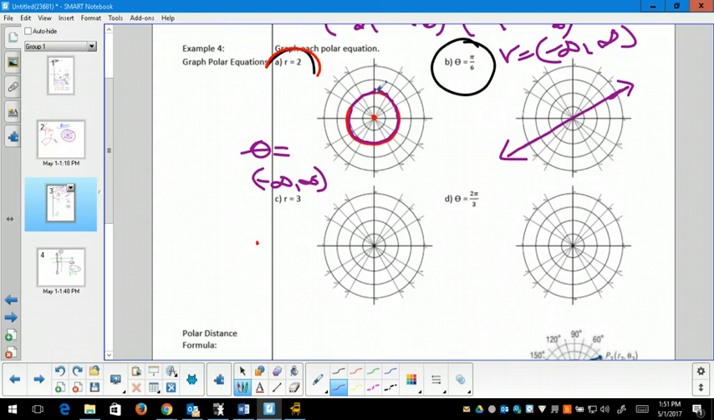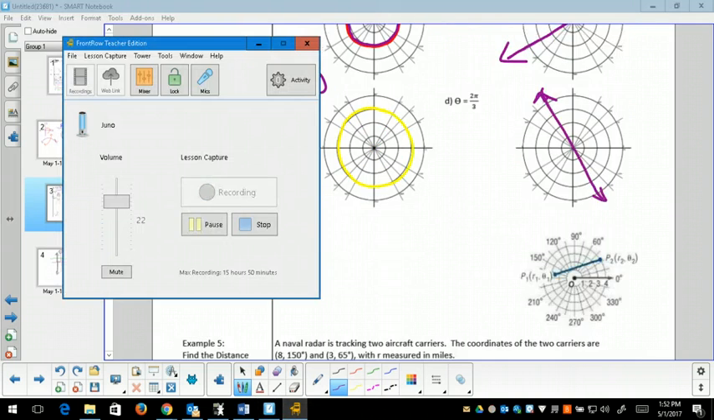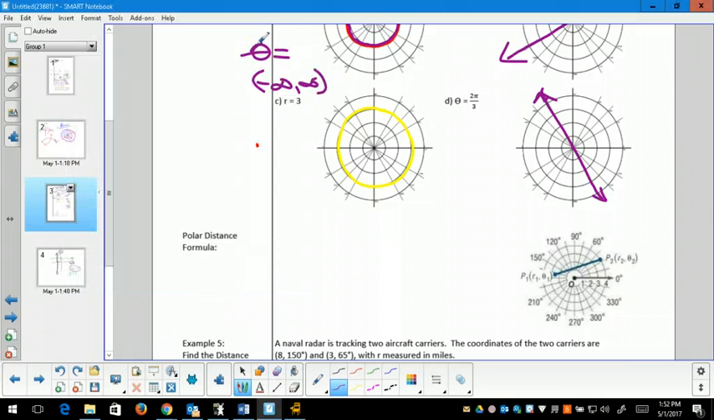Try that for letters C and D. All right, so we have this circle for letter C, and for letter D, we have this line extending to infinity and beyond.